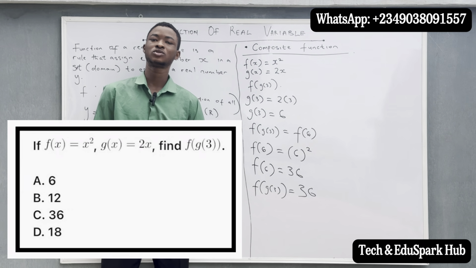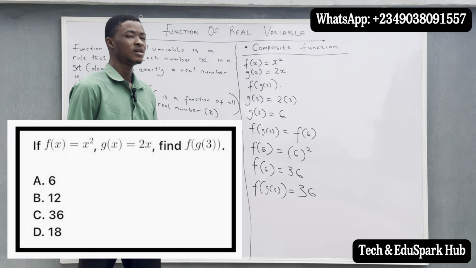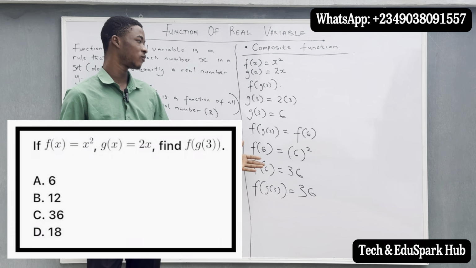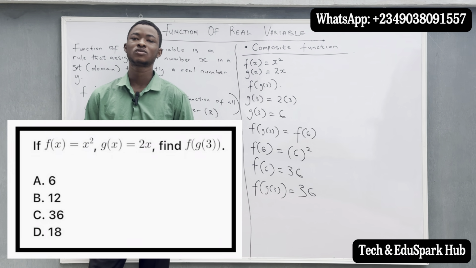And this is our final answer to question of this type. You can see the correct option in the question. So f of g of 3 is equal to 36. So you just have to visualize what is going on and take it step by step in order to solve question on composite function.